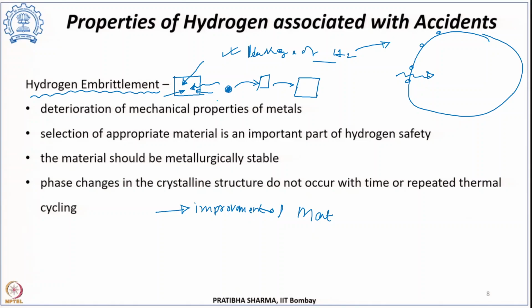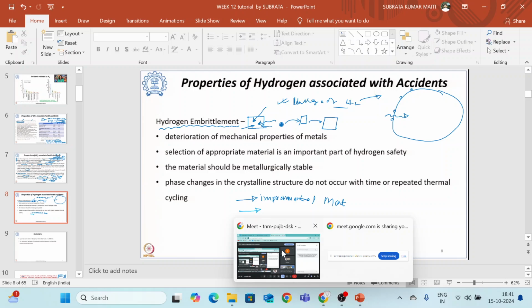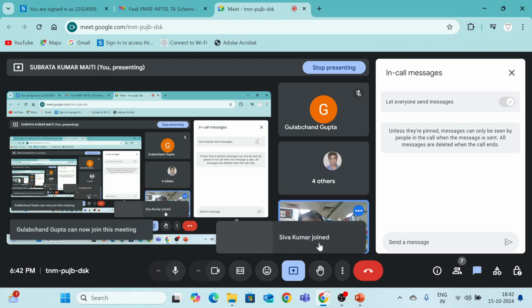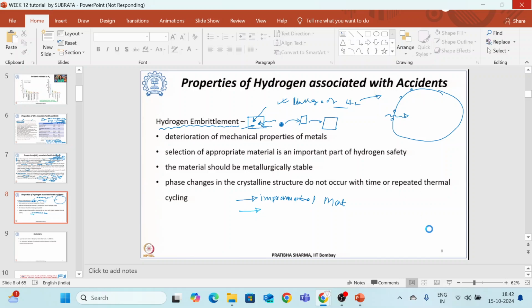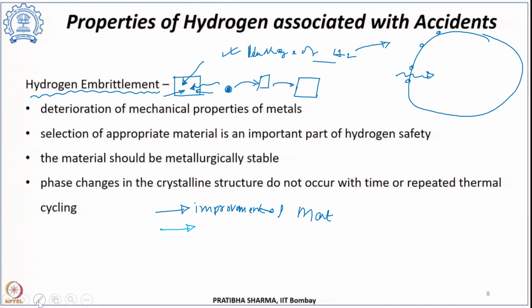How can hydrogen embrittlement be avoided? You can improve the material quality, and some additives can be mixed into the material. These additives will resist the hydrogen embrittlement.